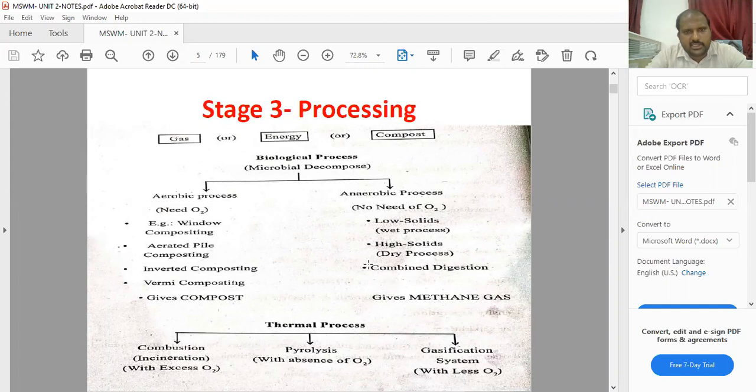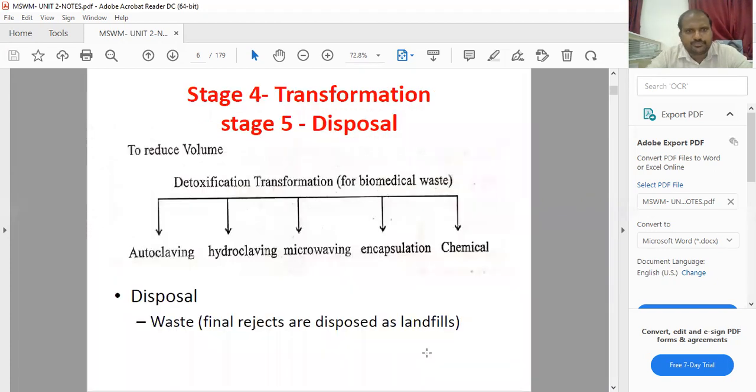Next one is the anaerobic process. There is no need of O2: low solids and wet process, high solids and dry process, combined digestion. Next one is the thermal process. There are three types of thermal processes. The first one is combustion, that is the incineration process with excess of O2. The second one is pyrolysis, with the absence of O2. The third one is the gasification system, with less O2.